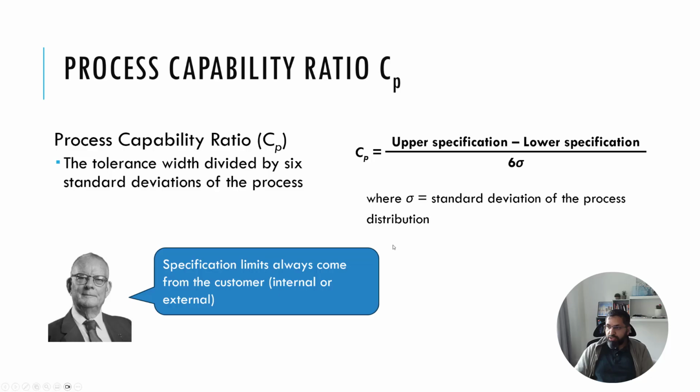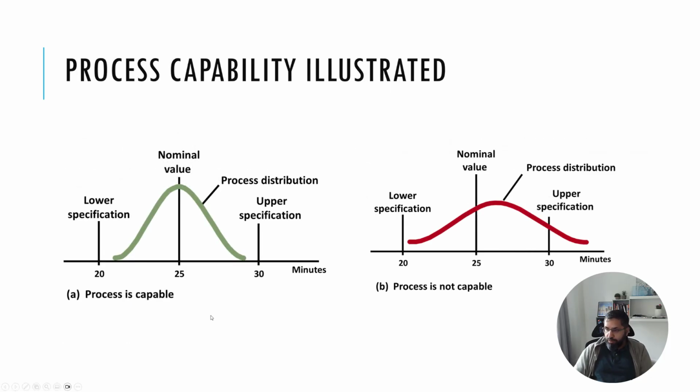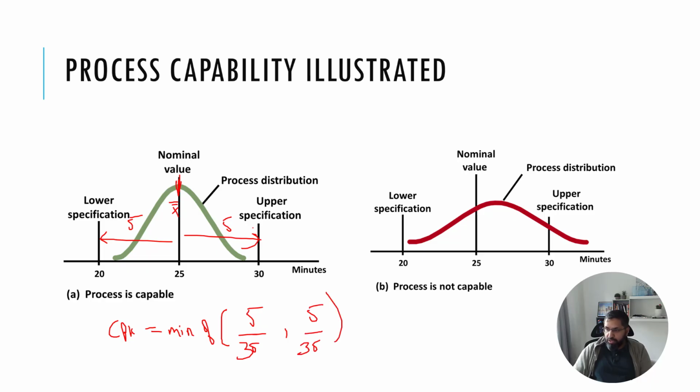So if I go back to this picture, let's see if I can write on the screen. In this case, the X bar bar has the same distance from the upper spec, 5, as it has from the lower spec, 5. So your CPK will become the minimum of 5 over 3 sigma, because X bar bar minus lower spec is 5, comma, 5 over 3 sigma. Why another 5? Because upper spec minus X bar bar is also 5. So it'll be the same number.